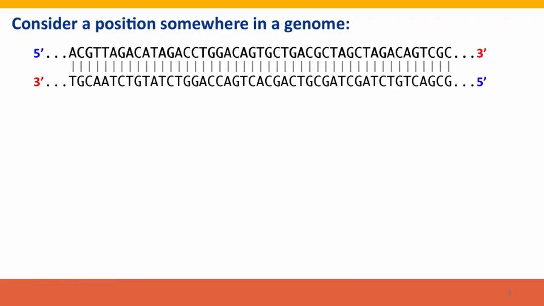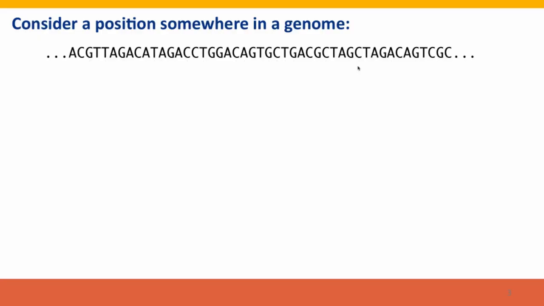Now, we'll start by considering a position somewhere in the genome in the DNA sequence. I've shown this initially showing both strands with bars indicating the base pairing, but we don't need any of this because we know the conventions that when we see a single sequence of a single strand of DNA, the left end is the 5' end, and the complementary strand would have the complementary sequence. We don't need to show any of this.